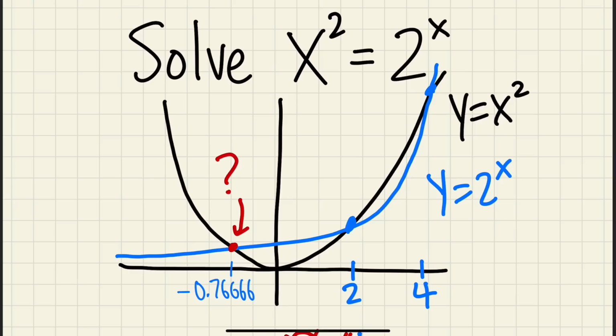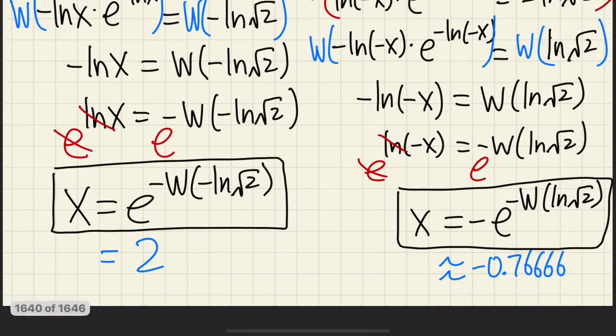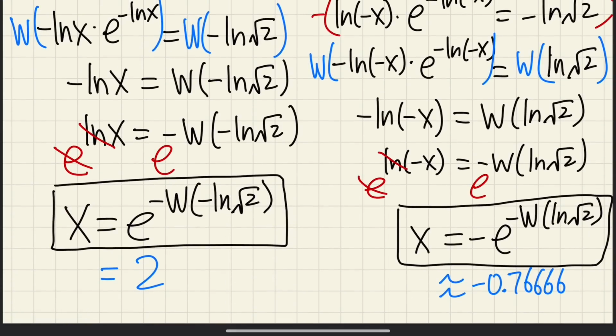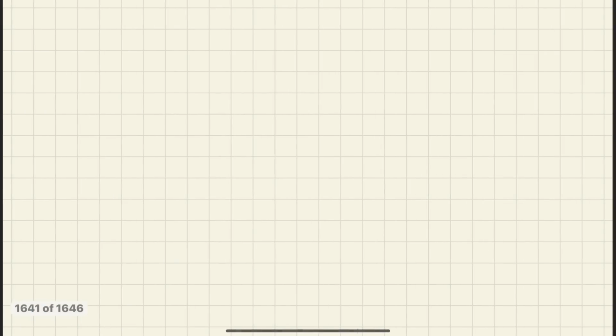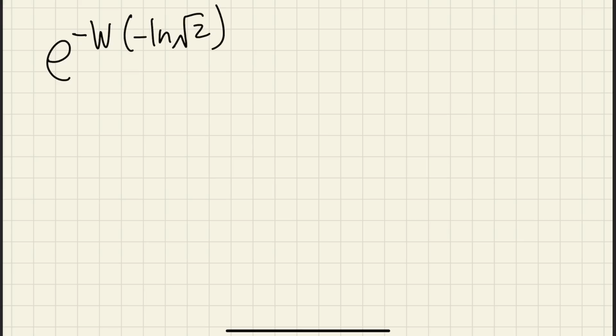Yeah, that's it. But before we end the video, there's a small issue that we have to address. Because right here we have how many solutions? 1, 2, 3, right? But we only have 2 expressions. How can we get the 4, right? Well, here's the deal. If you look at the first expression where we have e to the negative W of negative ln of square root of 2.